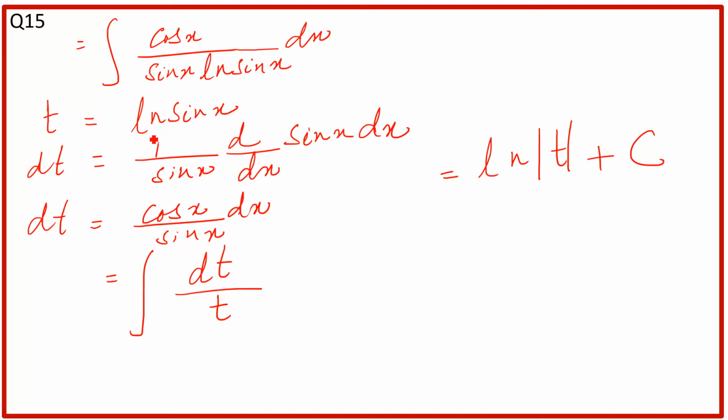So the value of t is natural log of sin x. You can put the value of t here. So it will be natural log of, instead of t, natural log of sin x, plus c, and this is the answer.